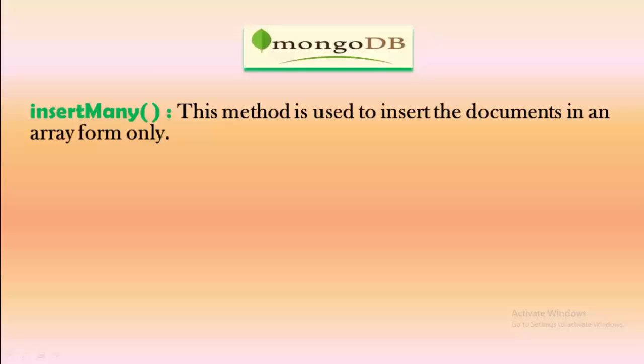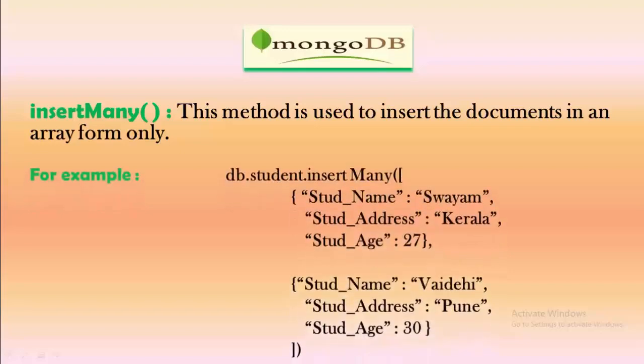That means either you are inserting a single document or multiple documents, you compulsorily have to specify the subscripts, that is square brackets. As you can see in the example, I am inserting two documents simultaneously by using insertMany. But in case I want to insert only a single document, in that case also I have to specify the square brackets, or we can say array.